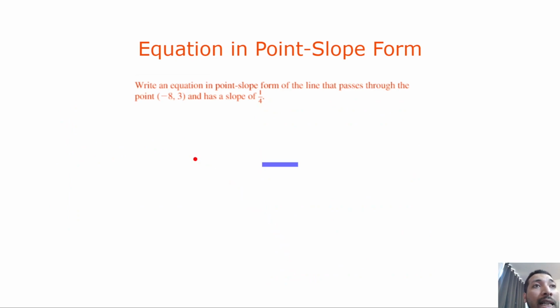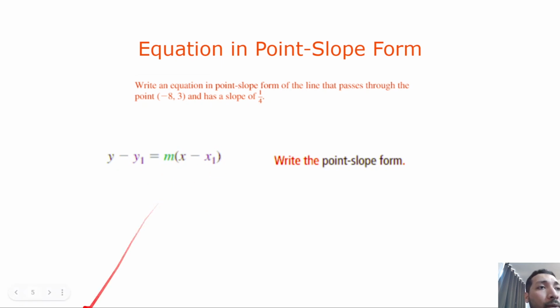So let's look at this example over here. It says write an equation in point-slope form of the line that passes through the point (-8, 3) and has a slope of 1/4. So first, we'll just write down the point-slope form, which is y minus y1 equals m parenthesis x minus x1 parenthesis closed. So now we'll need to apply the formula. We plug in the values over here.